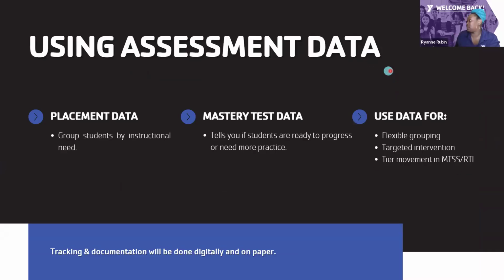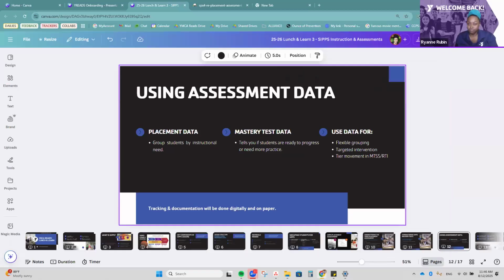Actually, before we do that, using the data for placement tests, you're going to group the students by instructional need. For mastery tests, this is going to tell you if your students are ready to progress or if they need more practice. And then you're going to use the data for flexible grouping, targeted intervention, and tier movement in MTSS and RTI, which you'll get more information about as we go through the curriculum levels. But let me show you a mastery test before we move forward. We won't spend too much time on that because it literally looks the same as the other test.